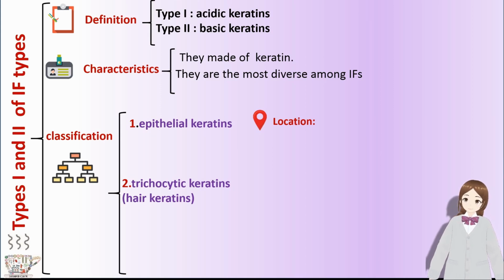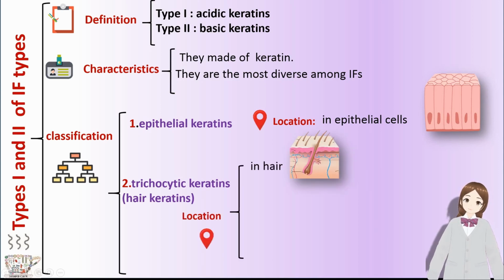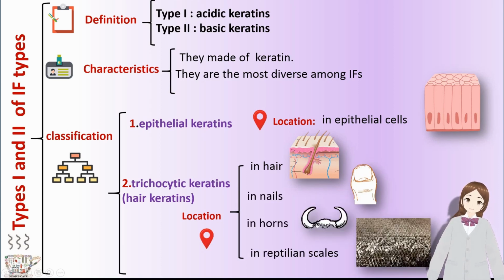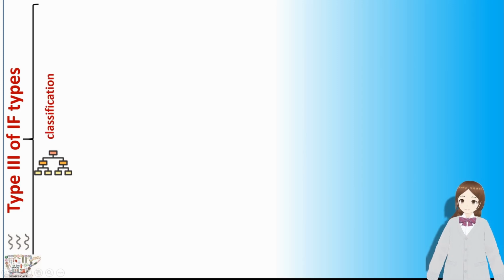Epithelial keratins are located in epithelial cells. Trichocytic keratins or hair keratins are located in hair, in nails, in horns, and in reptilian scales. Type 3. It can be divided into 4 subgroups.